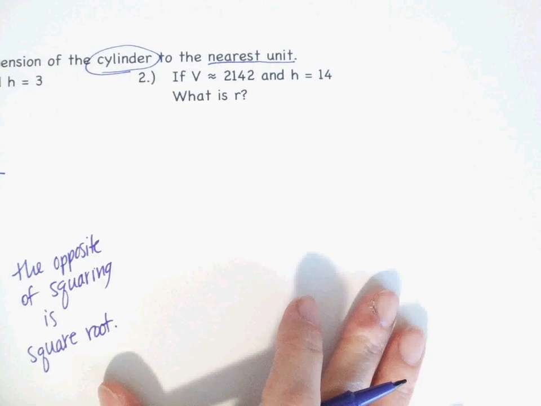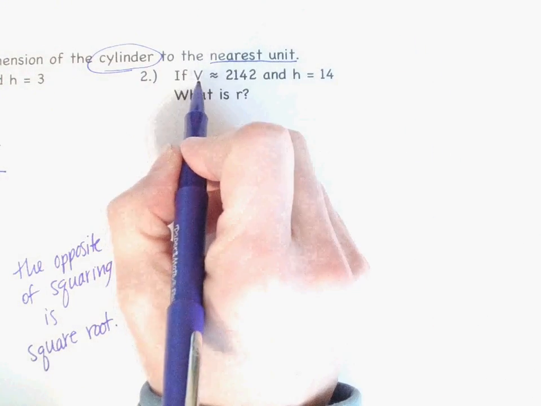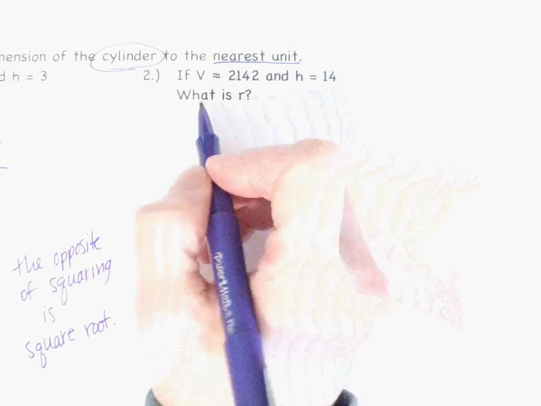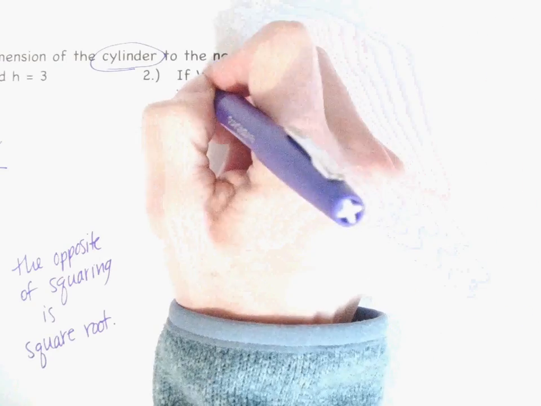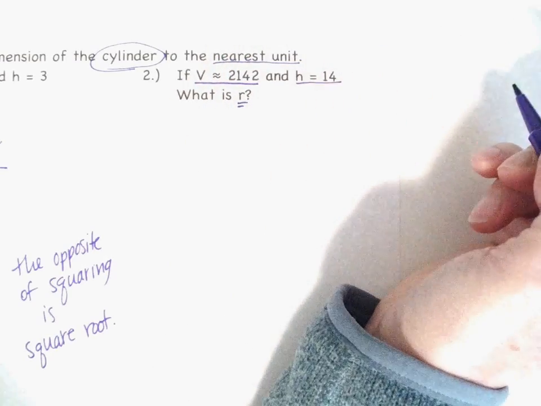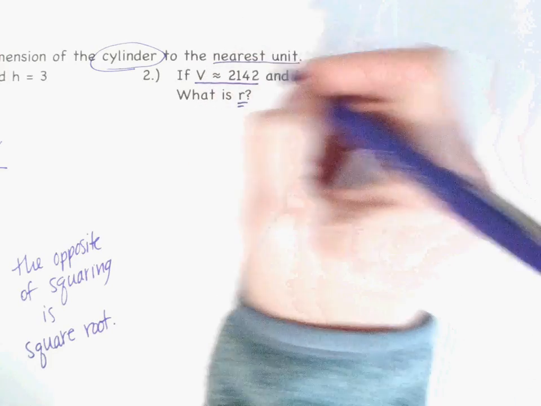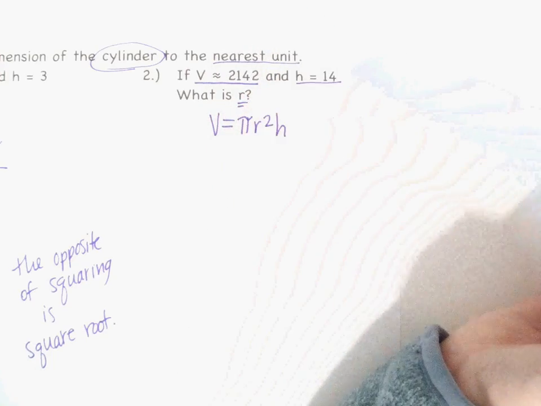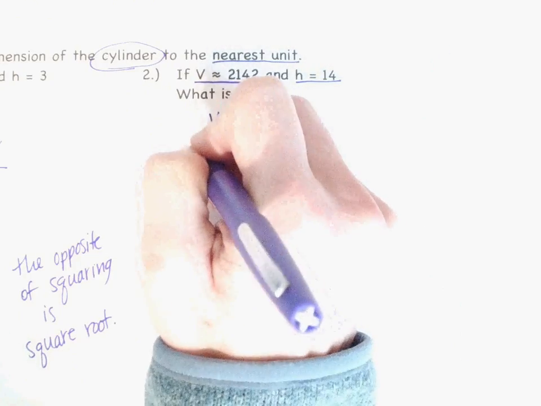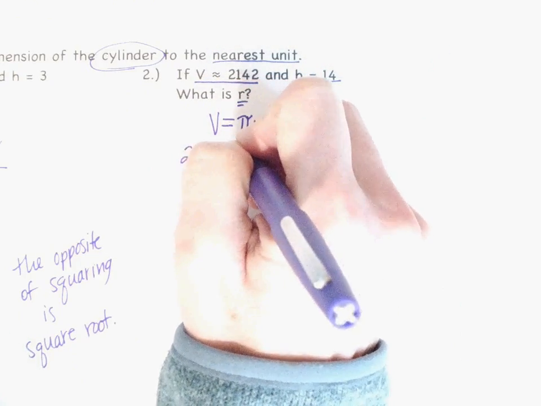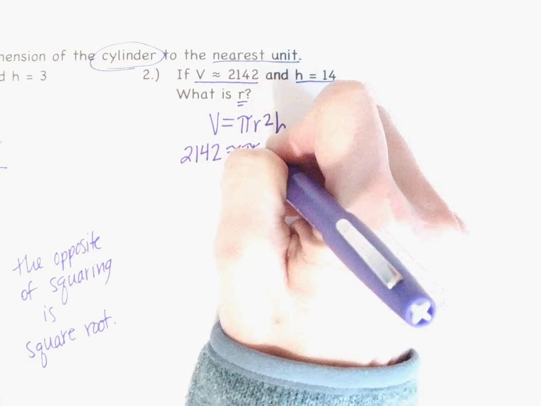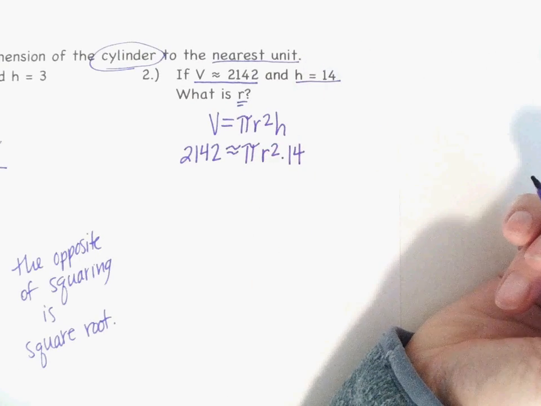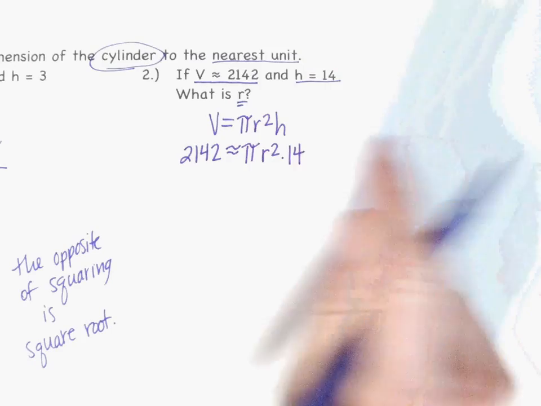All right, let's go ahead and try number 2. So number 2, if V is approximately 2,142 and H equals 14, what is R? So again, we're solving for R when we are given the volume and the height. And so when we're given volume, we're going to use the volume formula. So recopy, V equals pi R squared H. Then we'll make our substitution. So 2,142 in for V, which is equal to about pi R squared, we don't know R, times my height, which is 14. We're going to continue the same steps to isolate R.